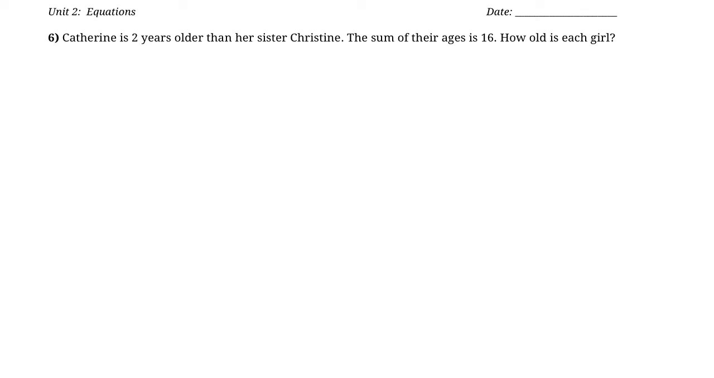So to begin with, remember that we always need to pick some letters or variables to represent the information that's given to us in the question. So in this particular question, we have 2 people that we are talking about, a person named Catherine and a person named Christine. Now, both of their names start with the letter C. So you can't use the letter C to represent both of these girls. So we could say, let C represent Catherine. But once we use the letter C for Catherine, that means we need to pick a different letter for Christine.